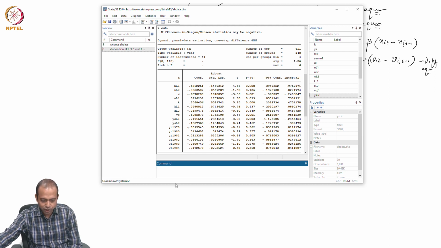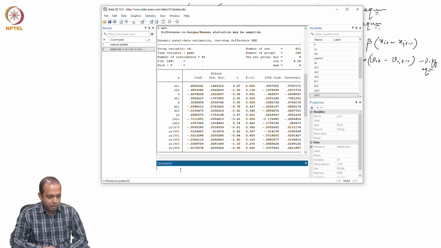So, what will we do now? We will estimate the same model by considering that w L1 and k L1 are also to be included within the GMM style instrument. That means wage and capital are now also considered endogenous. What happens in that situation?